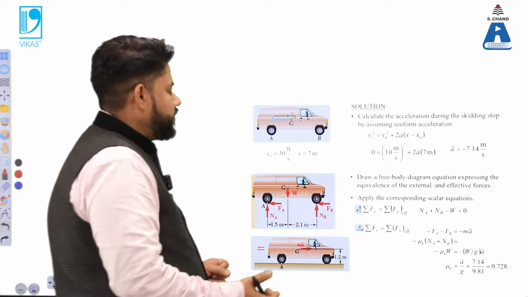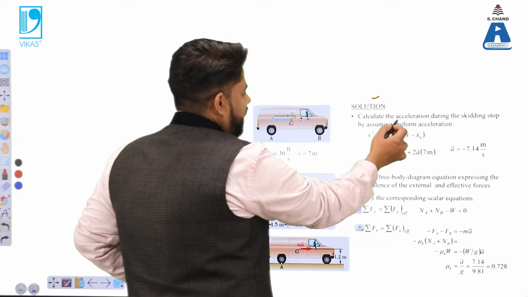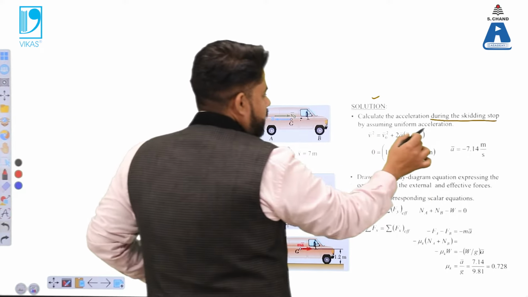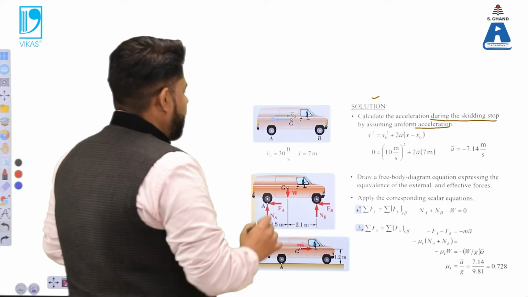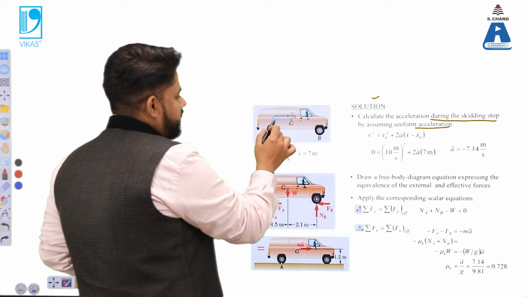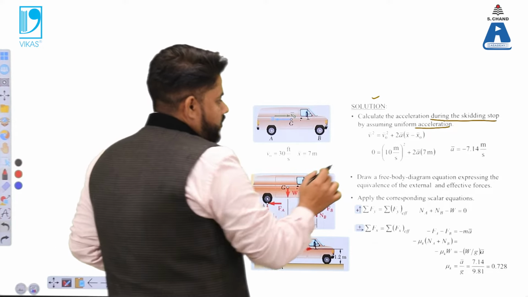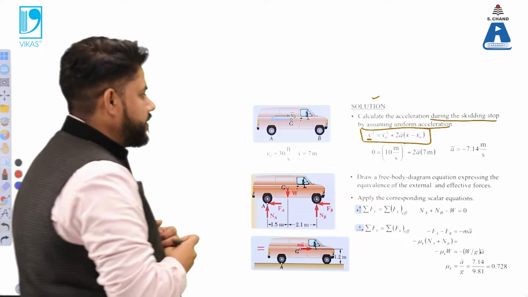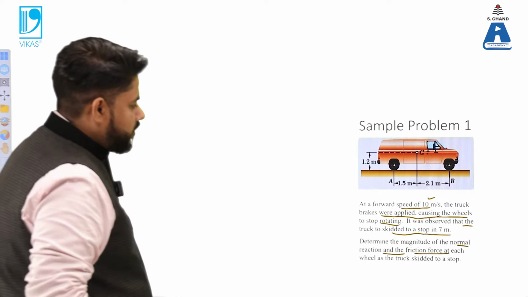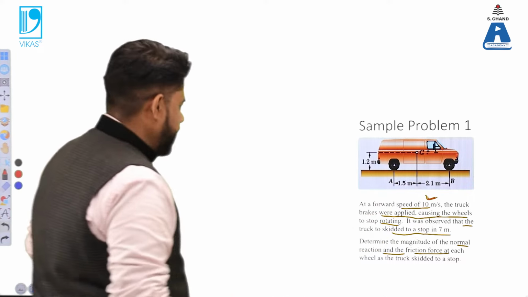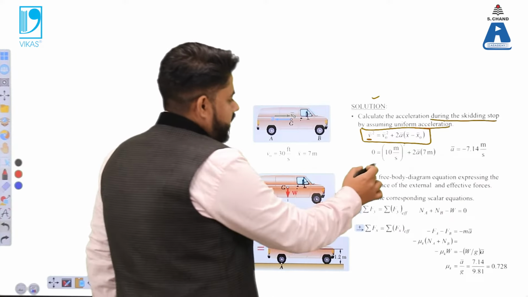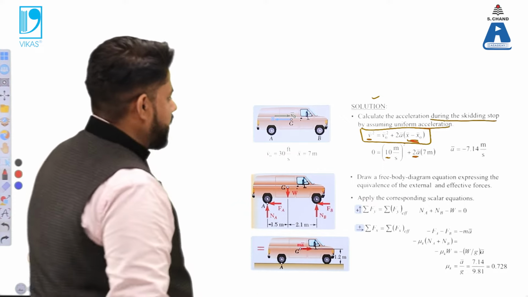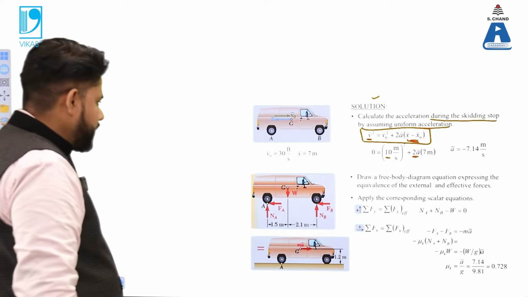Now, as far as the solution is concerned, we have to calculate the acceleration during the skidding, until the truck has stopped, by assuming uniform acceleration. You can see that this acceleration is this, and the truck is moving with a particular velocity. This is the formula which is associated, and the initial velocity of the truck is mentioned as 10 meter per second. So we have to substitute 10 meter per second here, plus 2a remains the same, and x minus x naught will be the distance, and that distance is the 7 meters mentioned.